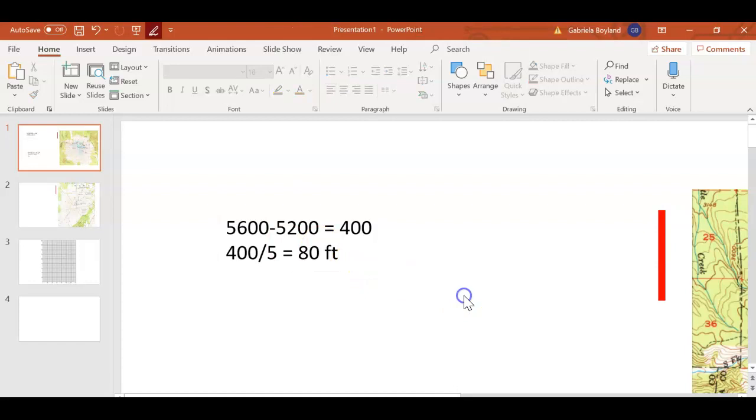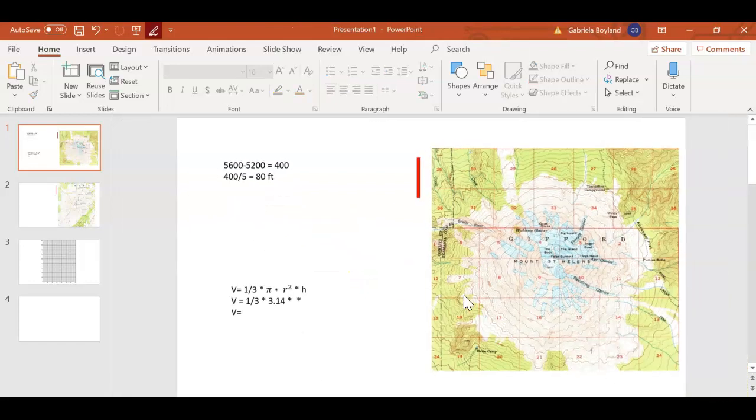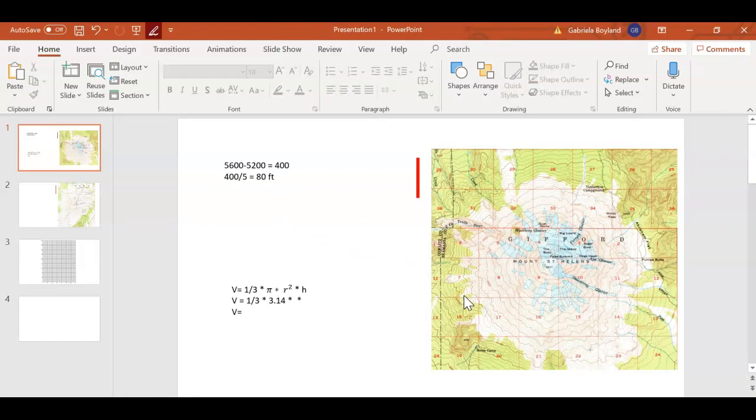Okay, that one's fairly straightforward. You will have to do the same for the next map, but I won't help you with that one because hopefully by now you can do it on your own.